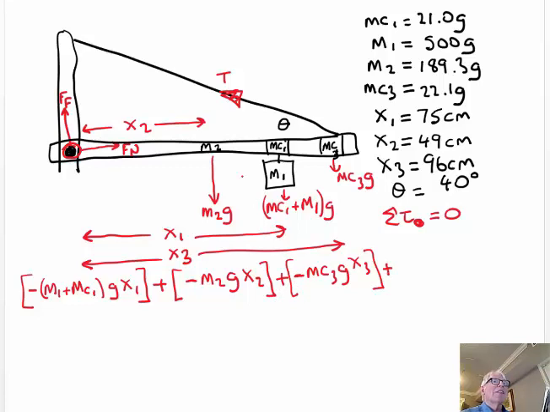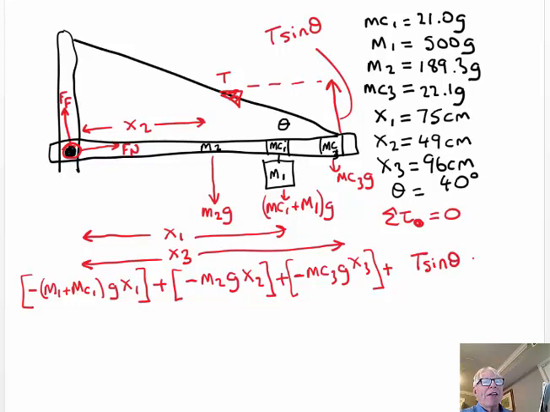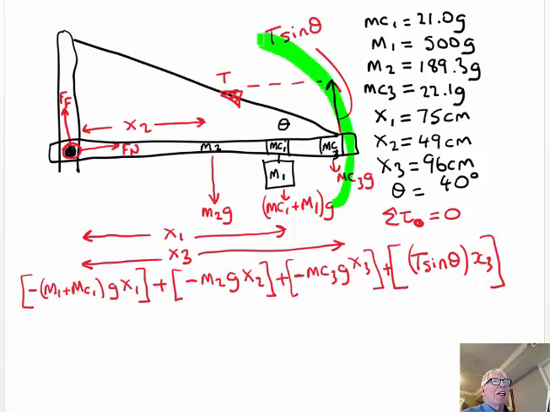Added to. Well, again, this is going to be T sine theta. So I have the force, which is T sine theta. And that is X3 away. We don't need to worry about G because it's a force, not a mass. And this is tending to take me in a counterclockwise direction. So that's going to be positive.